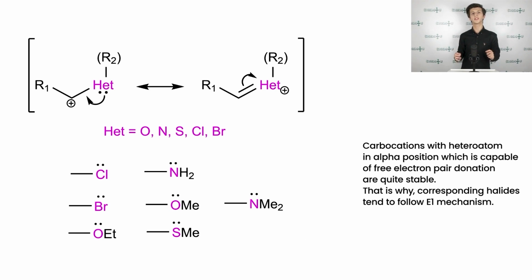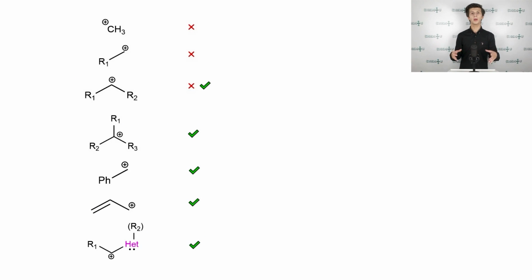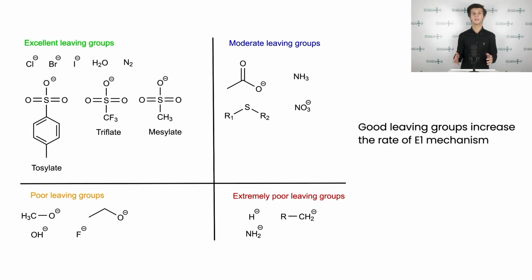You can see examples of such substituents on the slide, such as chlorine, bromine, O-methyl, NMe2, etc. That is why we can add such carbocation to the list and put a tick nearby. The effect of the leaving group is obvious. The better it is, the faster carbocation is formed, thus favoring E1 mechanism. We have already learned the comparison scheme of various leaving groups in the previous chapter, so we will not put much emphasis on it now. If you want to refresh your knowledge, you can briefly examine the scheme presented on the slide.